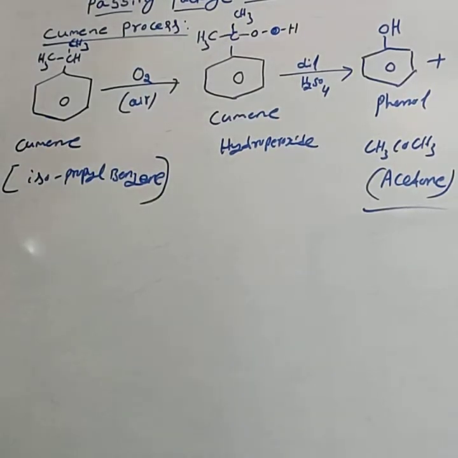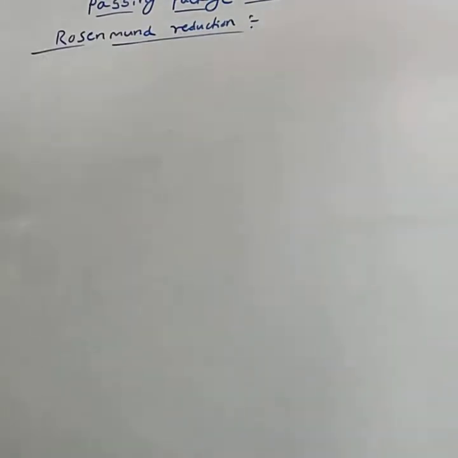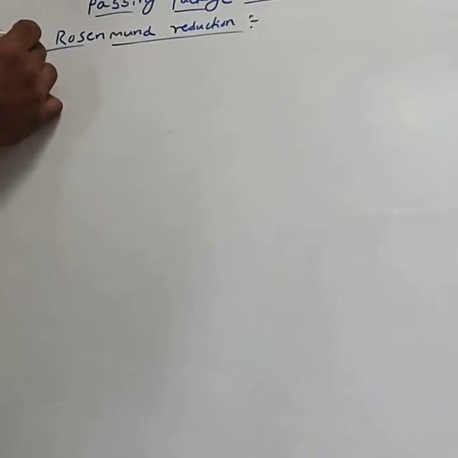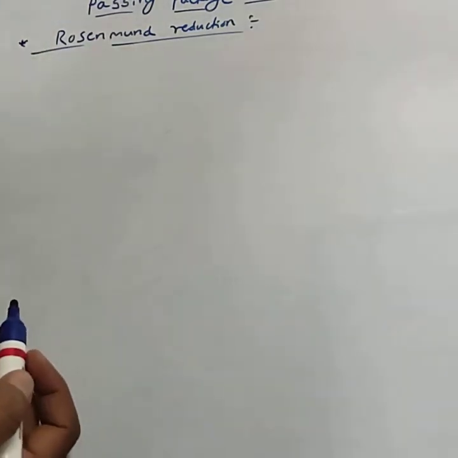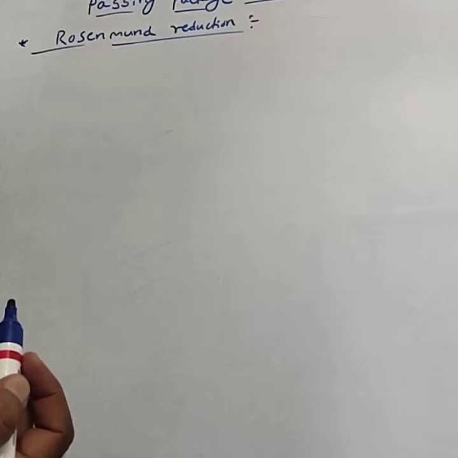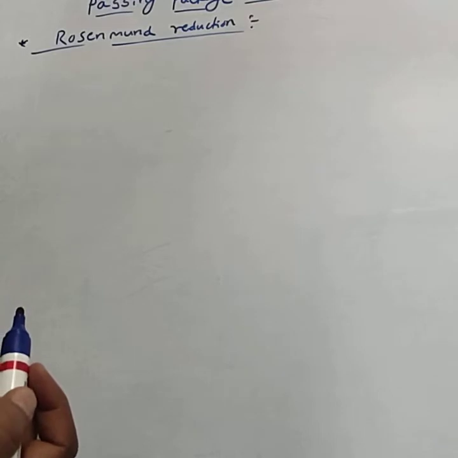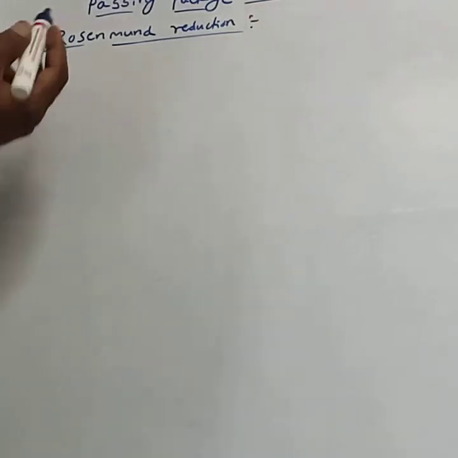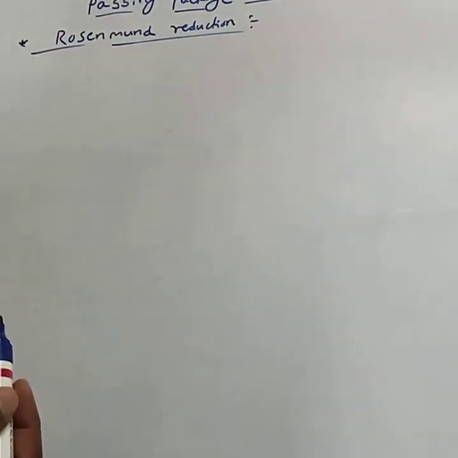Next, you consider another important question. Next one is Rosenmund reduction. Very important. Among these named reactions, you can expect any 4 named reactions. From the named reactions, you definitely get the 8 marks. Practice all these named reactions.